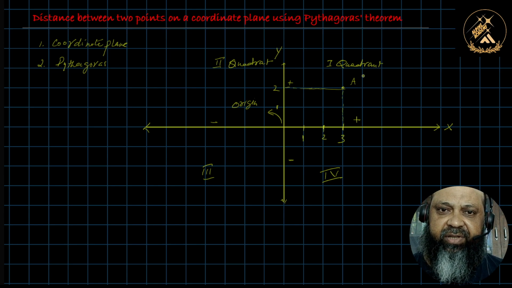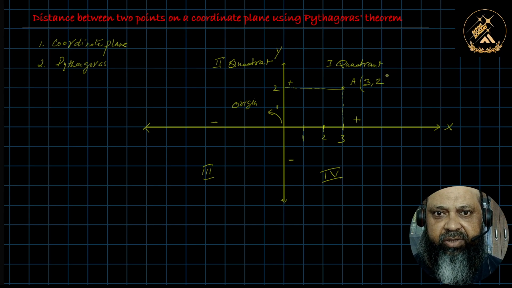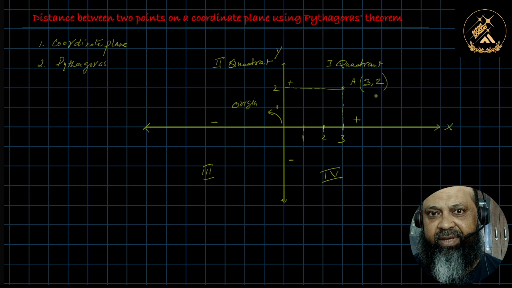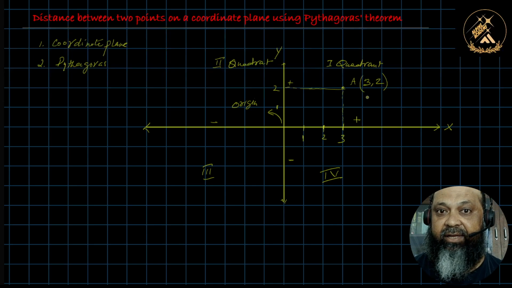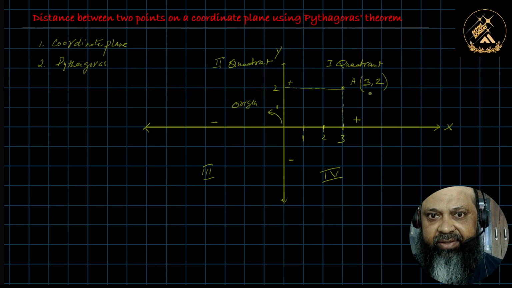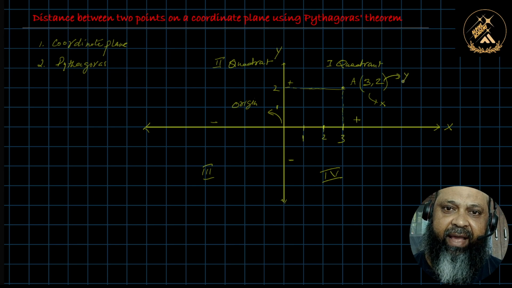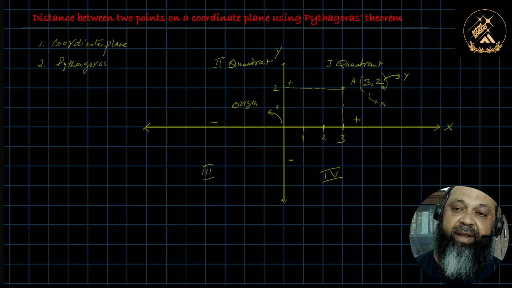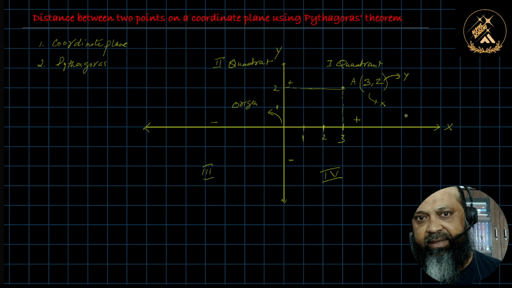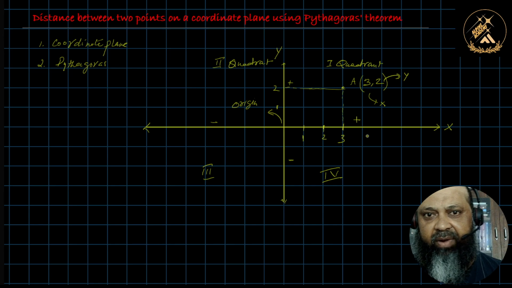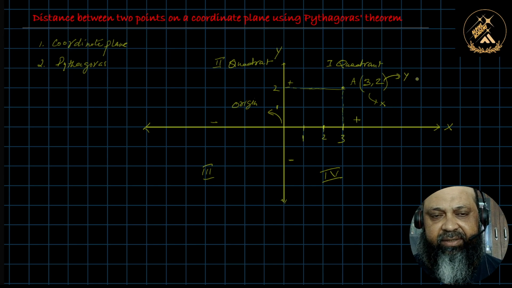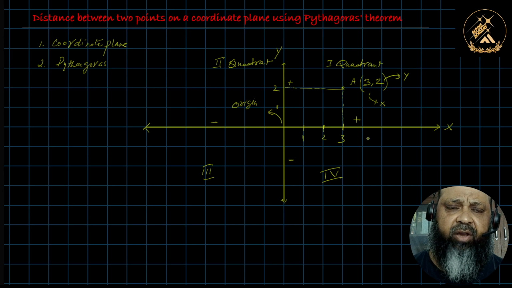We represent the x value first, which is 3, and the y value, which is 2. So altogether, point A in coordinates is (3, 2). The 3 represents its value on the x-axis, and 2 represents its value on the y-axis. In this way, each and every point can be given as x and y locations. X is known as the abscissa and y is known as the ordinate. That is the coordinate plane.